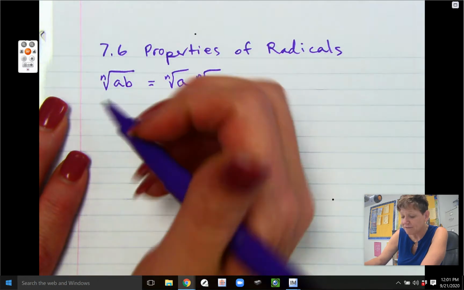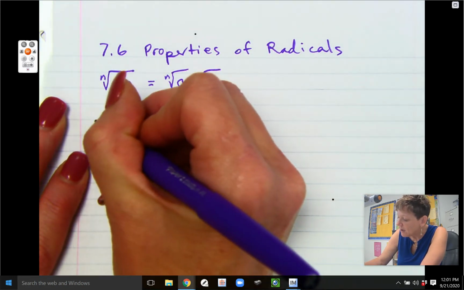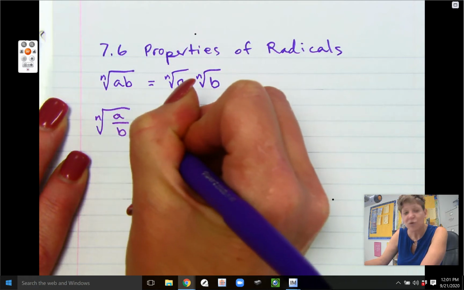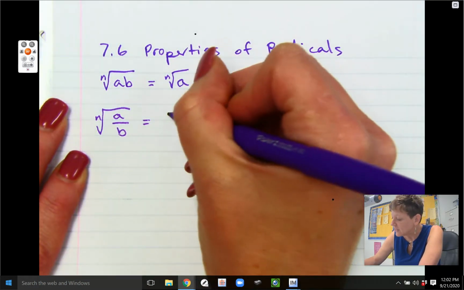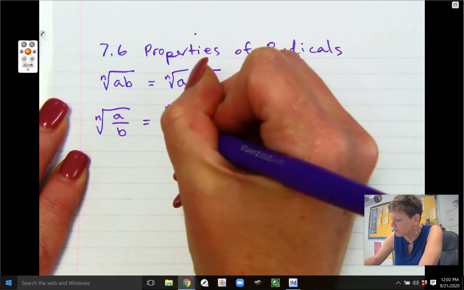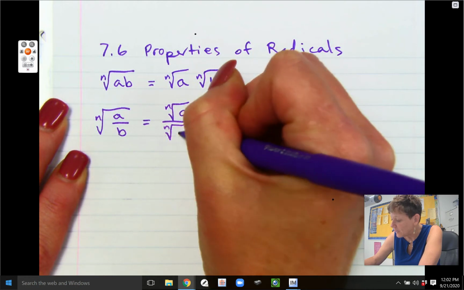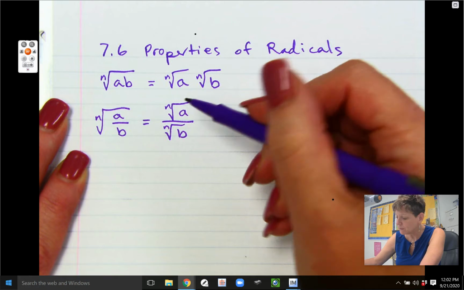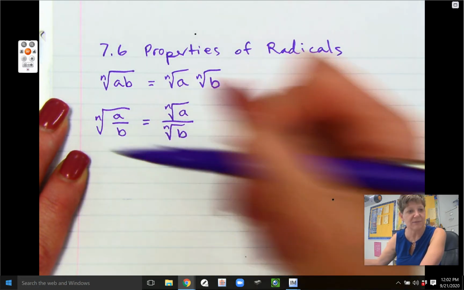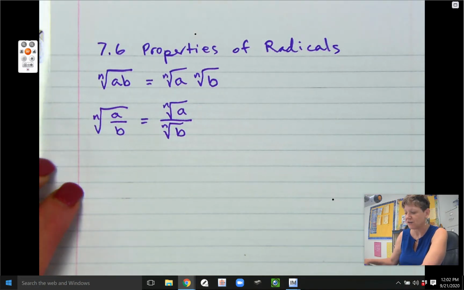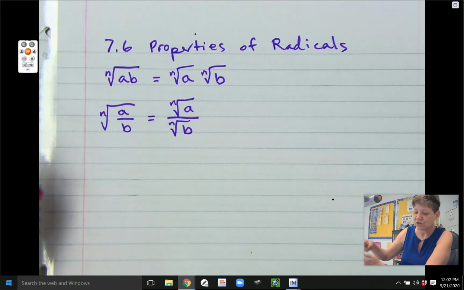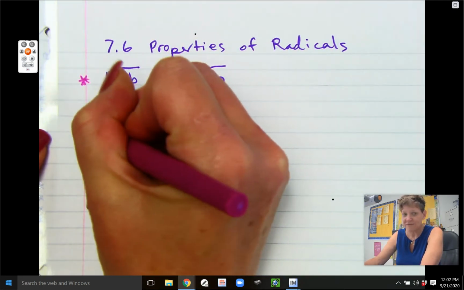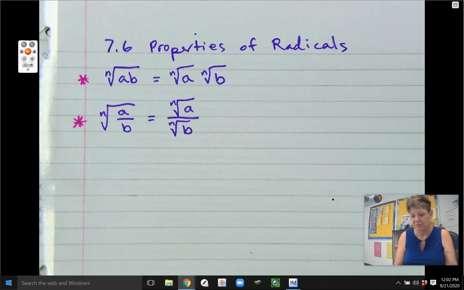If you have division, if you have the nth root of a over b, you can also break that up to be the nth root of a over the nth root of b. And if you have a broken up radical and they both have the same index, you can put them together if it makes your life easier. Those are our first 2 properties today. So make sure you have them written down correctly.